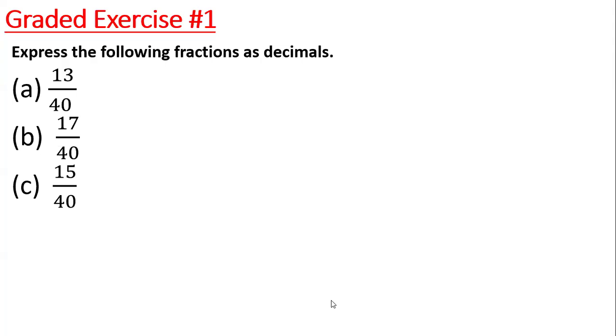Jemiah, what letter are you on? C. You understand what you're doing? Yes, sir. Good. Samaya, what number are you on? I'm on B. 1B, okay.